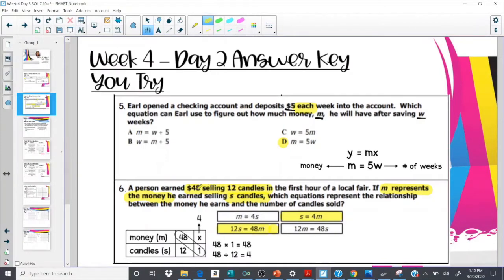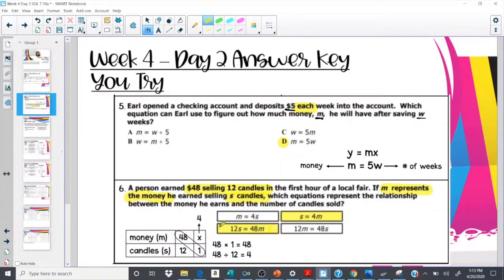So this answer choice here represents the relationship stated here. $48 selling 12 candles. M is money, so 48M, S is candles, is equal to 12S. You got $48 for selling 12 candles. However, that is not a unit rate. It is not in simplest form.